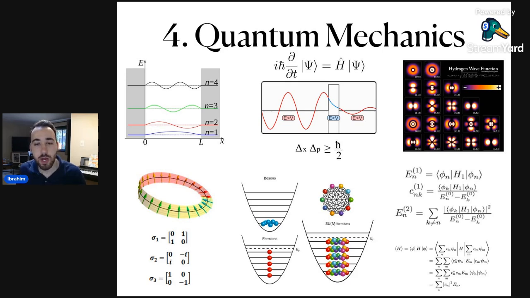You might also talk about different kinds of statistics. So if you have bosons versus fermions, identical particles, how do you deal with the wave function of multiple particles? So that surely arises in a quantum mechanics course.